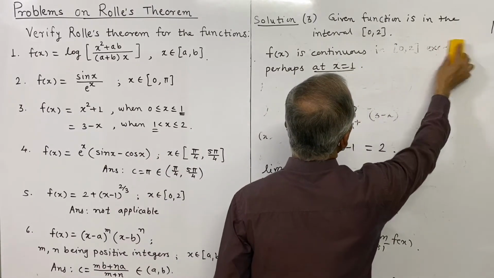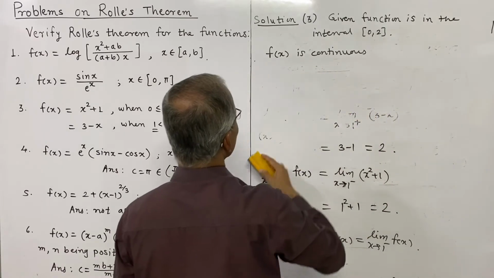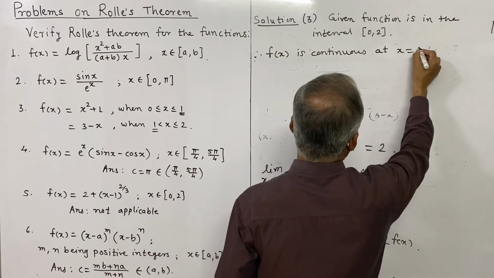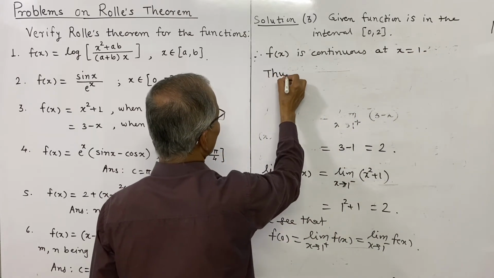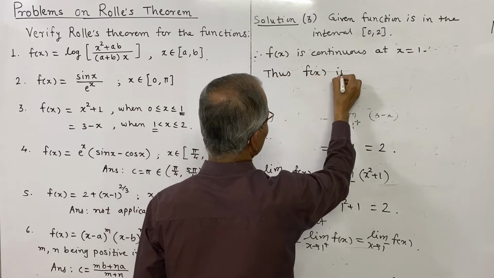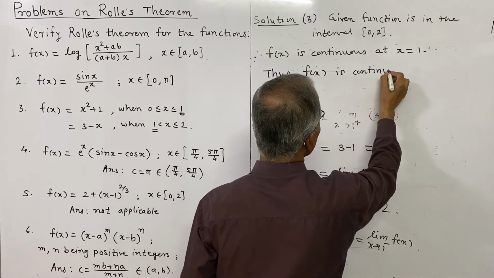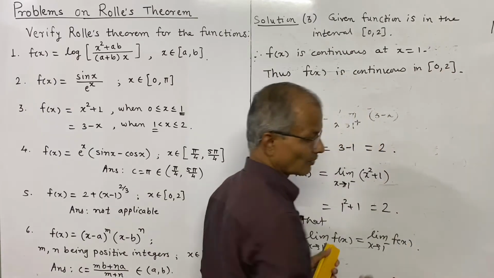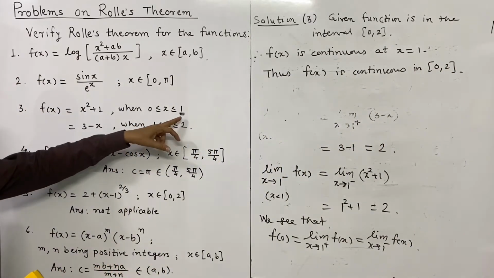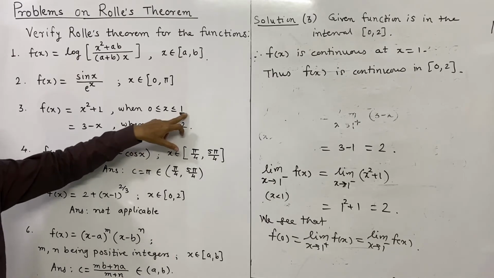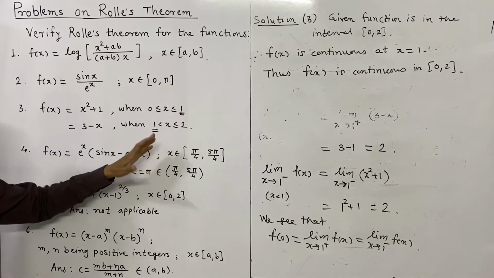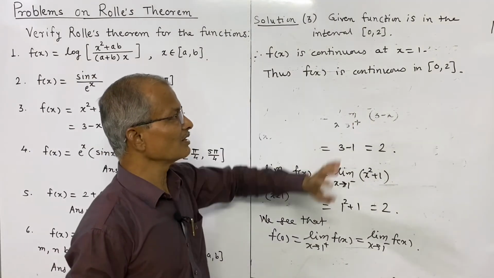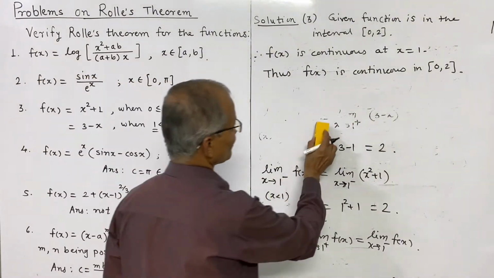Thus f of x is continuous in the closed interval 0 to 2. So only there was a doubt about x equal to 1, and that we have checked. At other points it is certainly continuous, and therefore the function is continuous in the closed interval 0 to 2.